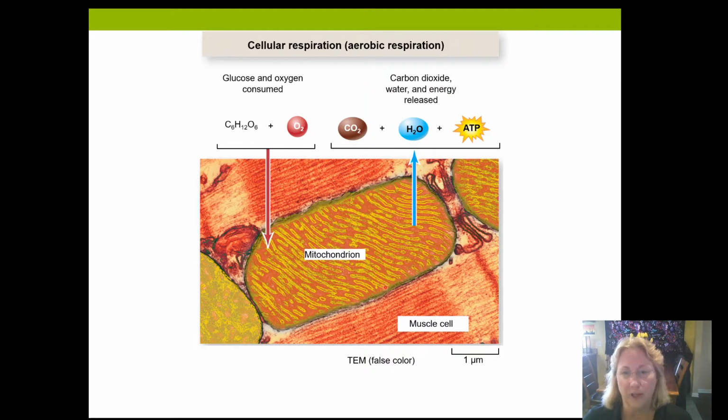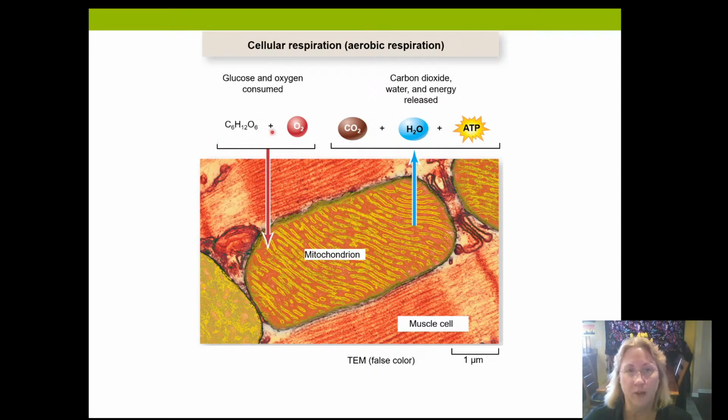So mitochondria is where most of this ATP is made. Over 90% of the ATP that's used in our cells is made in the mitochondria, and the mitochondria are the only things in our entire body that use oxygen.